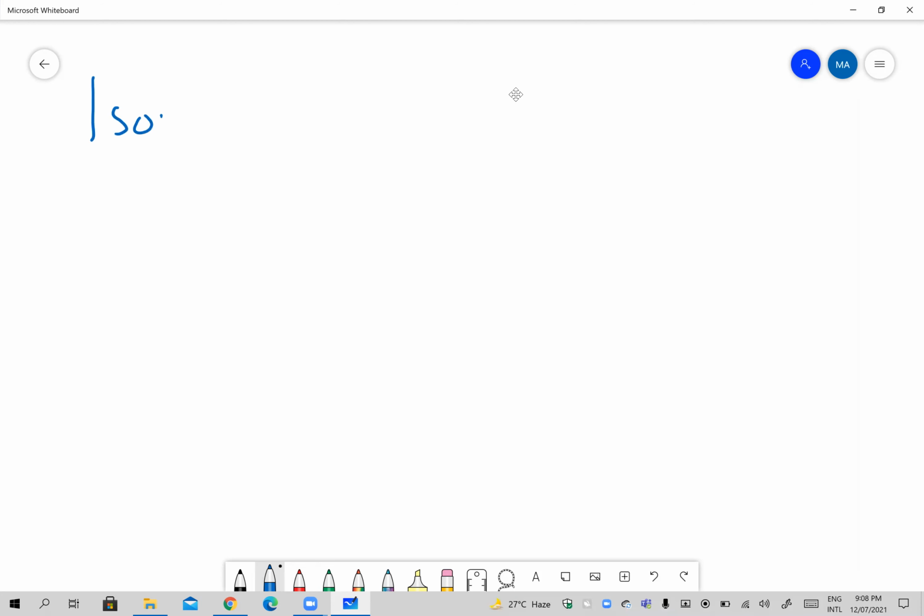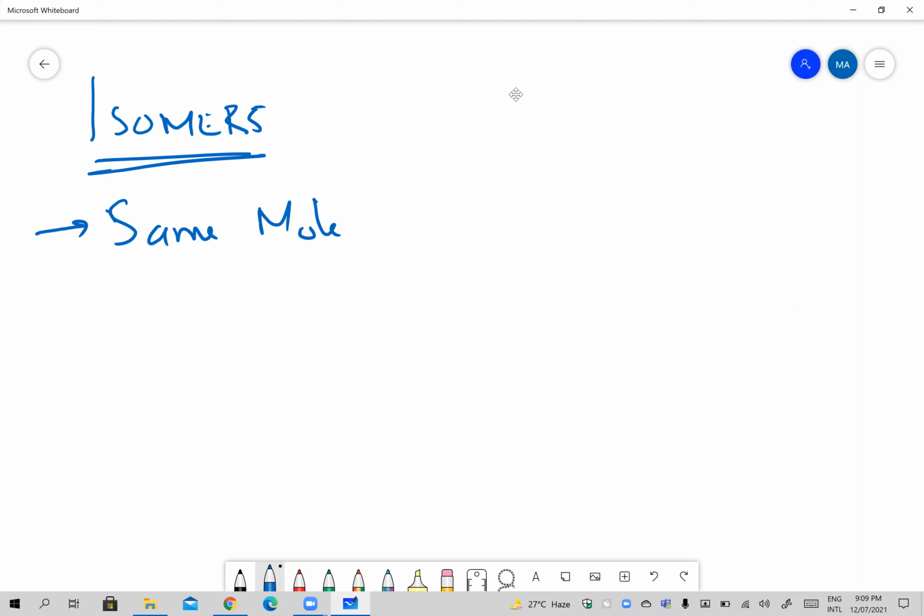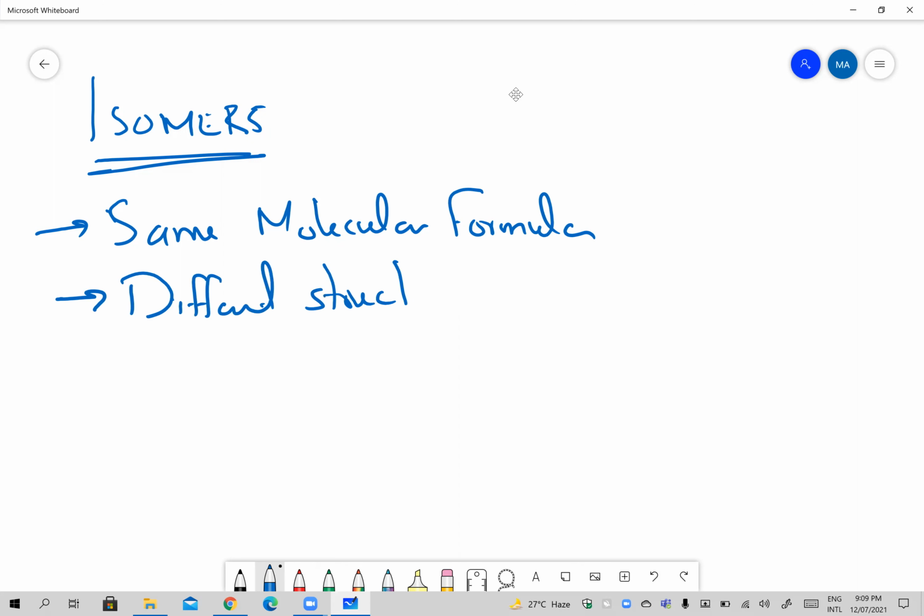All right, so we're starting off with isomers. Since we already know that isomers are all of those molecules that have the same molecular formula but different structural formulas, let's write down this definition in the form of these points. Same molecular formula but different structural formula. Structural formulas are different because of the different connectivities here.